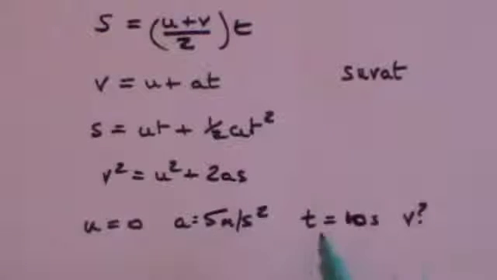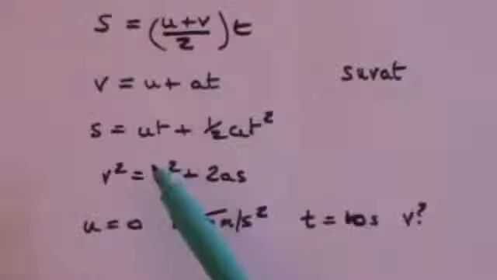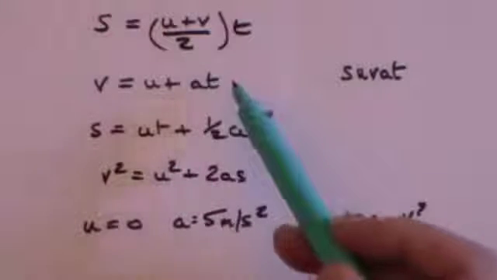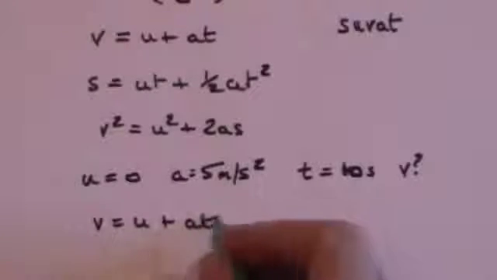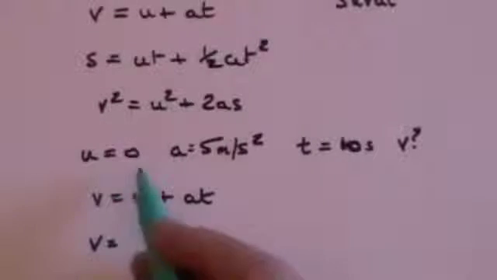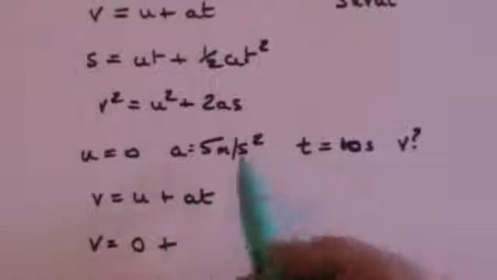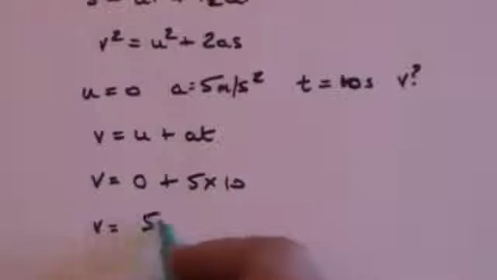You've got u, a, t, and v. Which of these 4 equations contains u, a, t, and v? Answer, the second one. V equals u plus at. And it's v that we've actually been asked to find. So you simply substitute in v equals u, which we were told was 0, plus a, which is 5, times t, which is 10. And that gives you that v is equal to 0 plus 50, which of course is simply 50 meters per second.